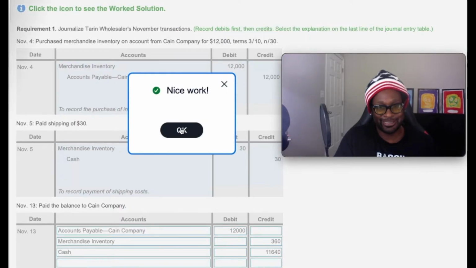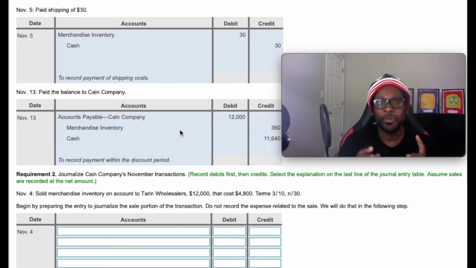Nice work, gang. Now that we've fully satisfied the transactions on the purchasing side, it is time to switch over to the selling side. So on November 4th, it told us that we sold merchandise inventory on account to Terran this time, $12,000 that cost $4,800, terms 3/10, net 30.